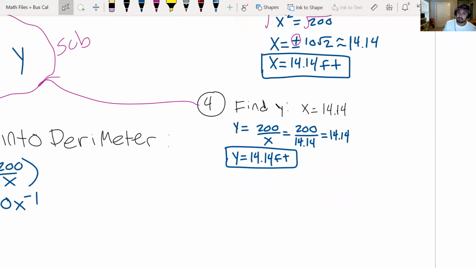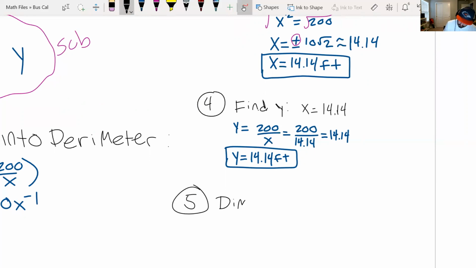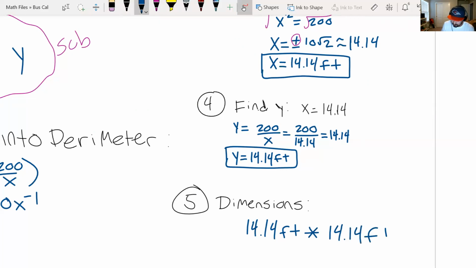All right, the last thing it says is state the dimensions. So we can make that a step 5. Dimensions. And in order for us to minimize the perimeter, the lengths of x and y need to be 14.14 feet by 14.14 feet. That's it. So in reality, we changed a rectangle into a square.